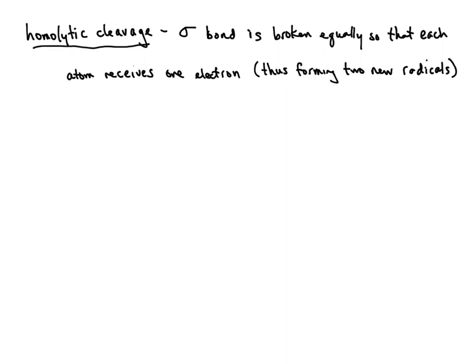Okay, so we use singly headed curly arrows to describe this type of cleavage. And the energy required to break a bond homolytically is called bond dissociation energy. And so this is the energy that's required to break this bond homolytically. This is otherwise known as the BDE. Right, energy required to break a bond.